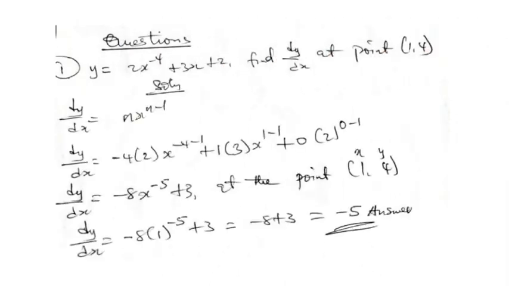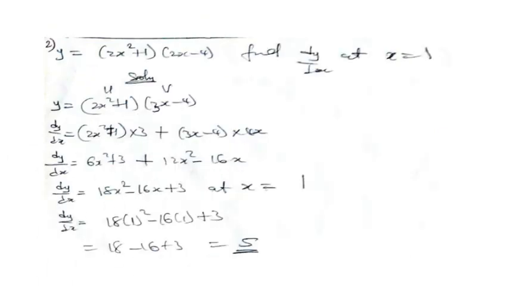Questions. Number 1. If y is equal to 2x to the power minus 4 plus 3x plus 2, find dy over dx at point (1, 4). Solution. When we differentiate the question given, we have minus 8x to the power minus 5 plus 3. Then at x equal to 1, our answer equals minus 5.